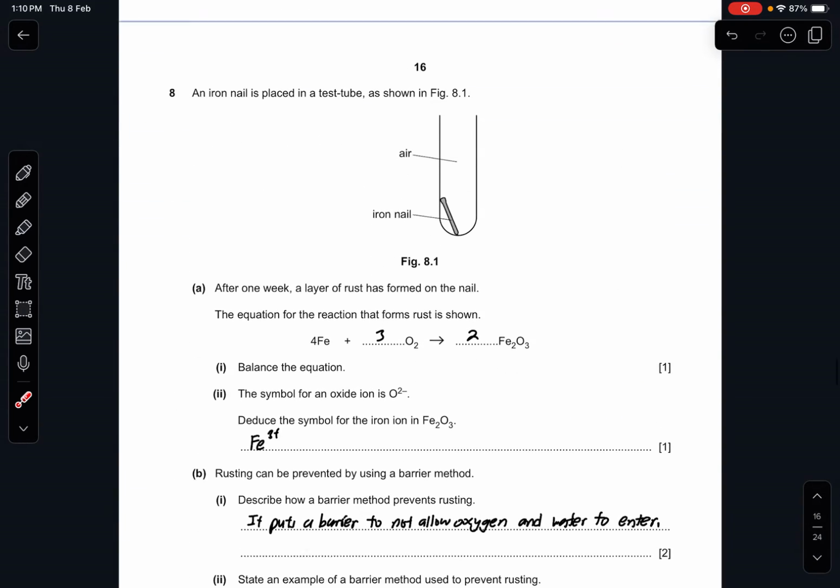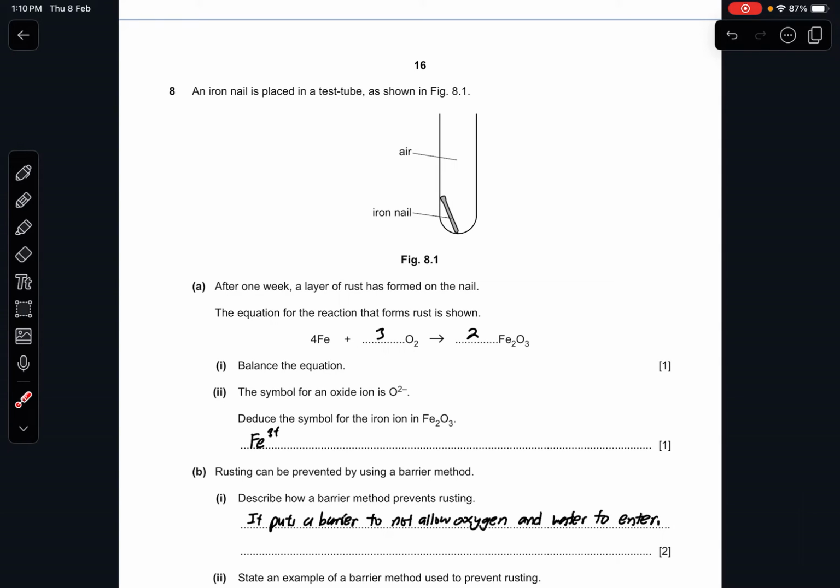Okay, so question number 8. An iron nail is placed in a test tube as shown in figure 8.1. We have air, and this is an iron nail, and this will relate to rusting. Okay, so part A. After 1 week, a layer of rust has formed on the nail. The equation for the reaction that forms rust is shown below. So they ask you to balance the equation.